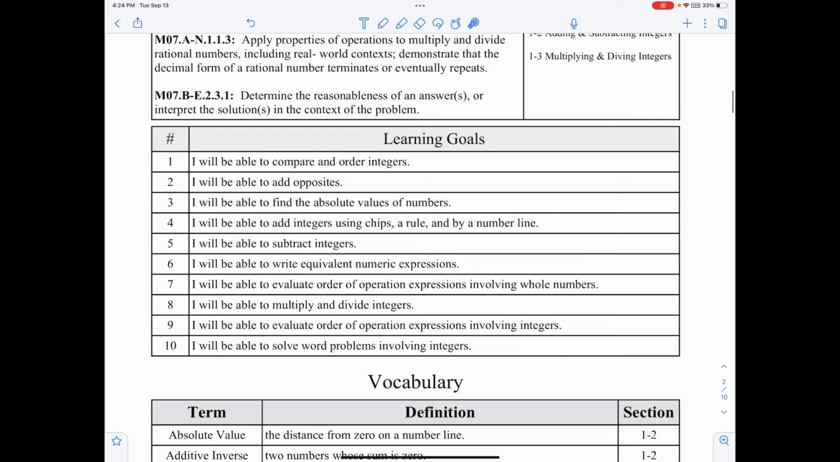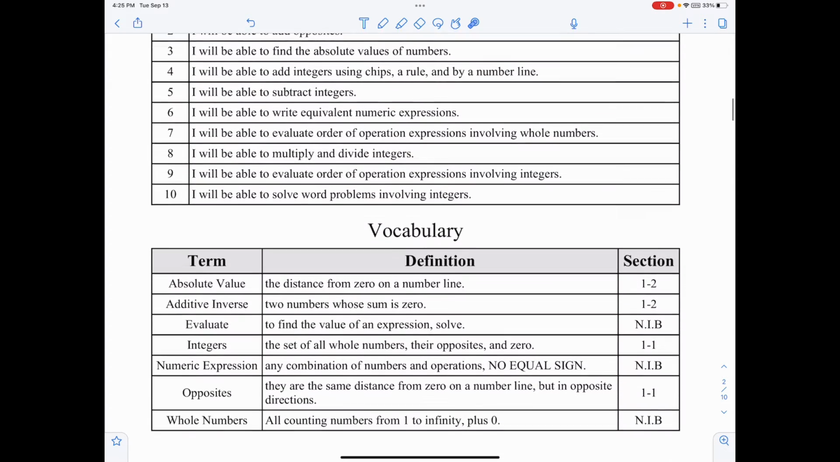All right, here are our learning goals. Specifically for today, we're looking at learning goals 1, 2, and 3. So let's look through all of them and then we'll get started. Learning goal 1, I'll be able to compare and order integers, being able to add opposites. We have being able to find the absolute value of numbers, add integers using chips, a rule, and by number line. We have subtracting integers, write equivalent numeric expressions, evaluate order of operations expressions involving whole numbers, and then later we'll do that involving integers, multiply and divide integers, and solving real-world word problems with integers. So let's focus on number 1, 2, and 3 now.